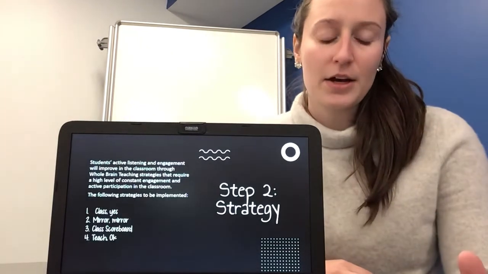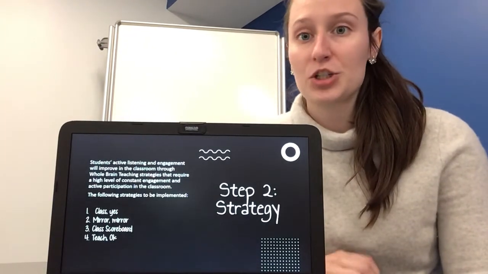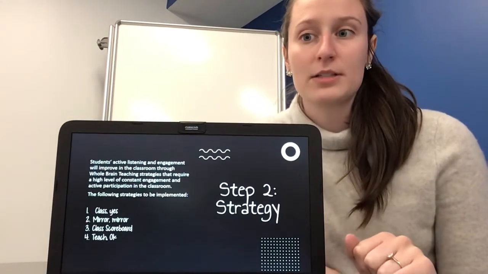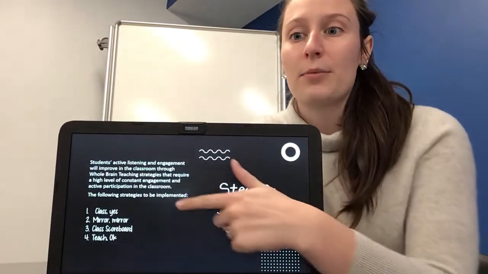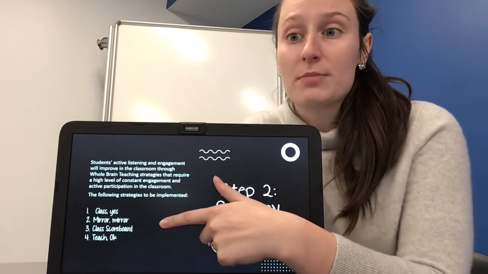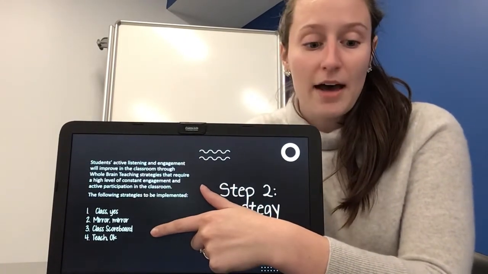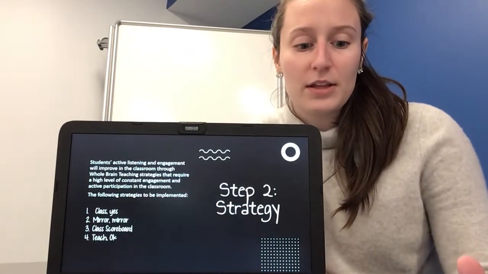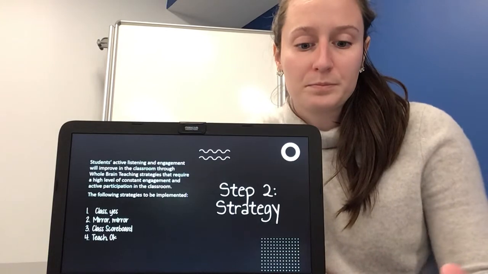Specific strategies within whole brain teaching that we will cover in this PLC are, first, the class yes, the second portion, which is mirror mirror, then you have the classroom scoreboard, and then you have teach okay. Those are the 3 things that we're going to go over.